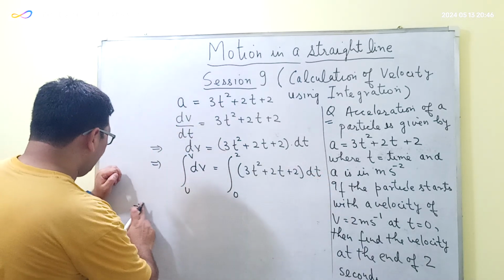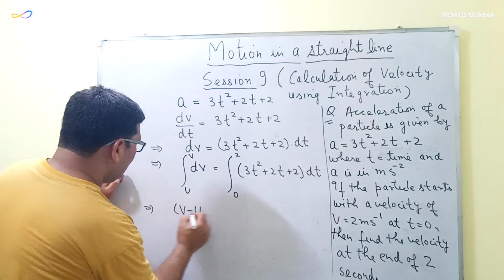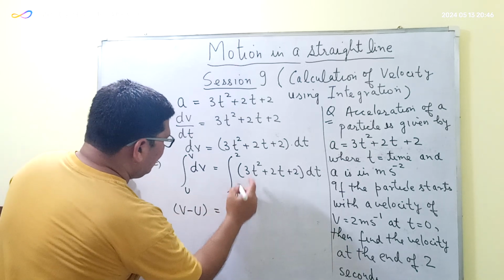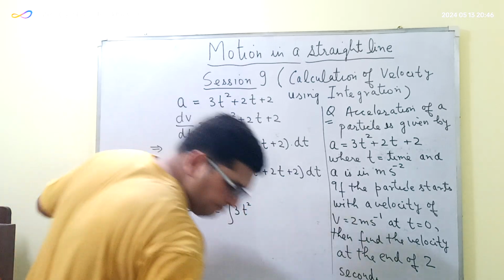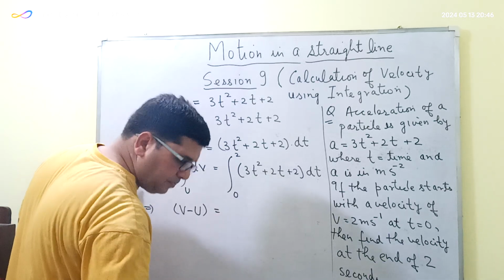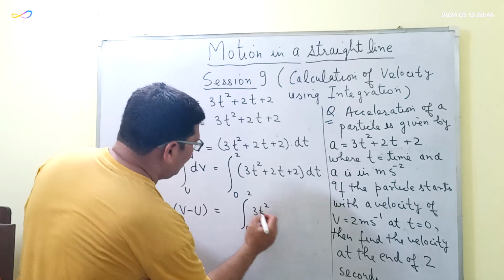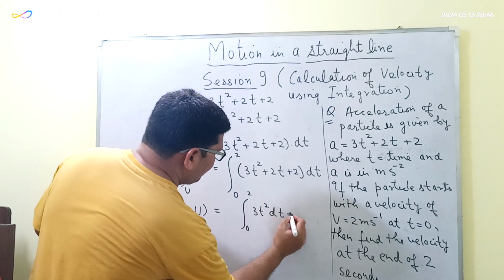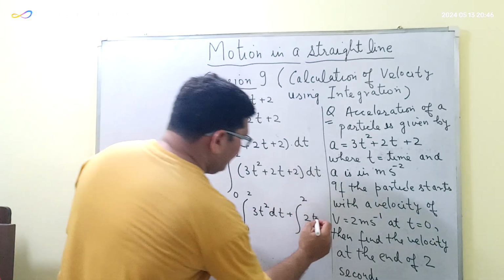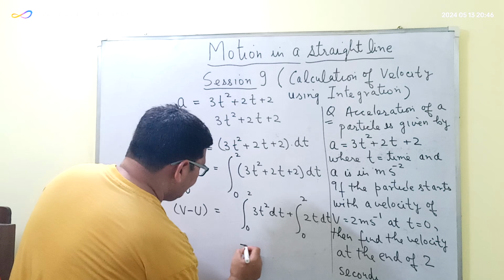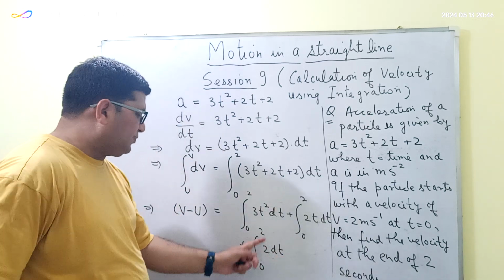So from this equation I will be getting v minus u is equal to the integration of 3t² within the limits of 0 and 2 dt, plus integration of 2t within the limits of 0 and 2 dt, plus integration of 2 within the limits of 0 and 2.